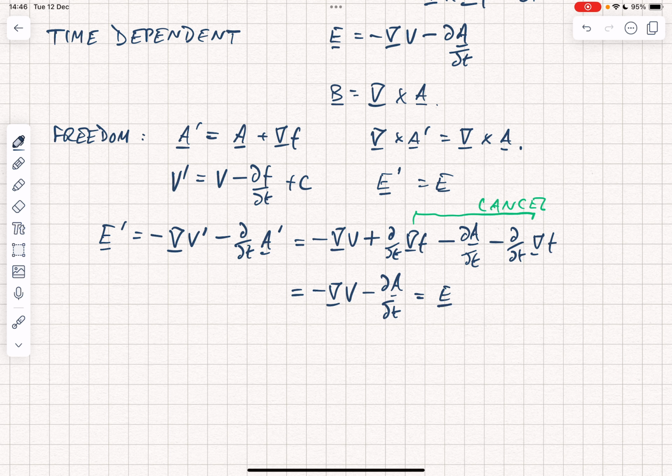Okay, so that's just saying that if we introduce some kind of freedom to how we set the 0 of A, in whatever way we choose to do that, we now have to pay attention to the electric potential as well.